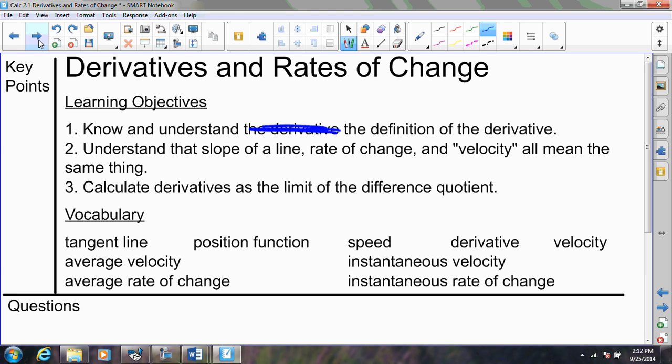So, know and understand the definition of a derivative. Understand that the slope of a line, rate of change, velocity are all the same, and be able to calculate a derivative by using the definition. If you're able to do those three things, you should be good progressing forward.